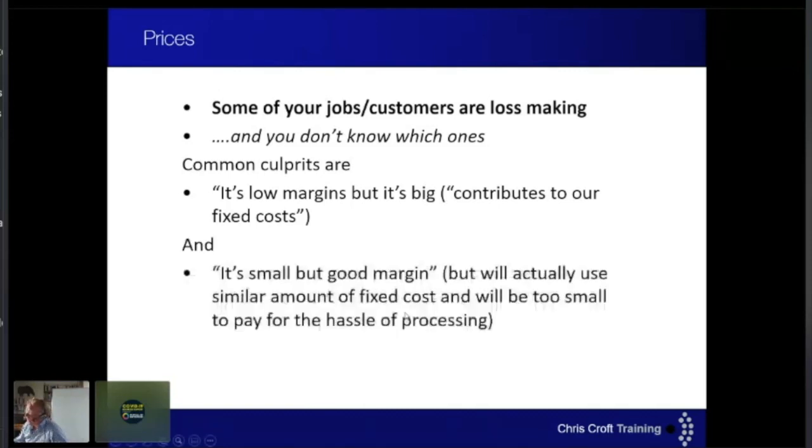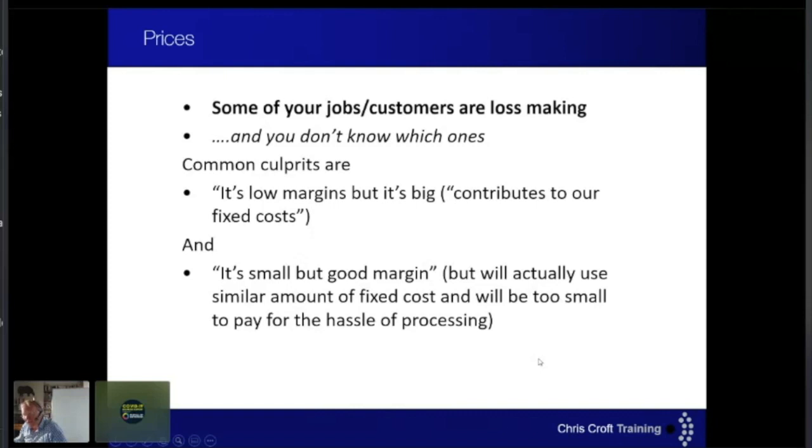Another culprit is, it's a very small job, but it's a good margin. But of course, we actually use the same amount of fixed costs or similar. So setting up the order at the beginning and dealing with the customer and shipping and all those things are probably the same for a small customer as they are for a big customer. So although it looks like it's a good margin, it could actually be a loss maker.